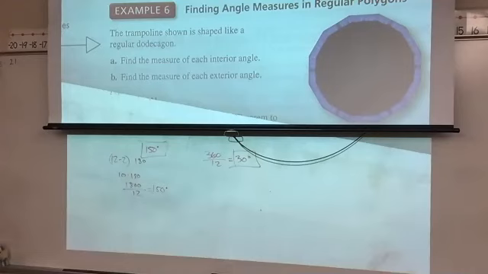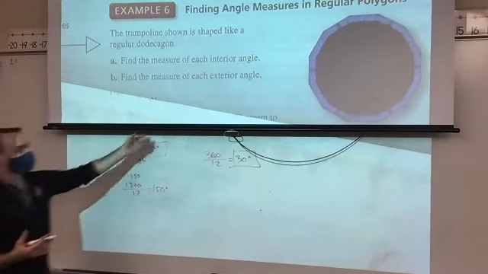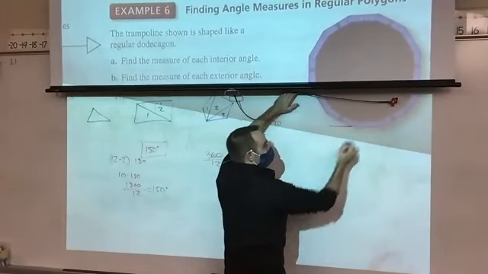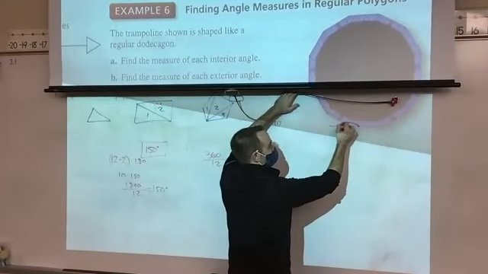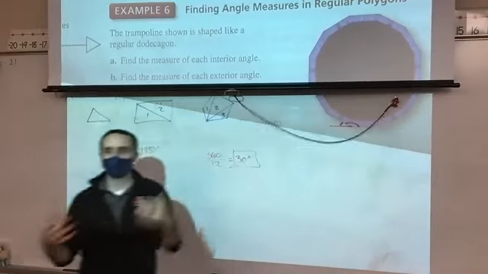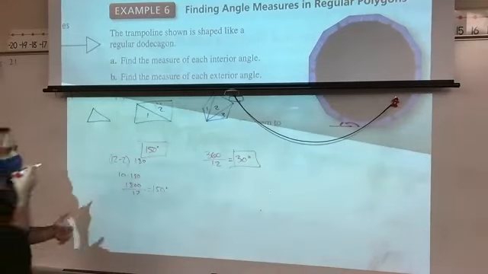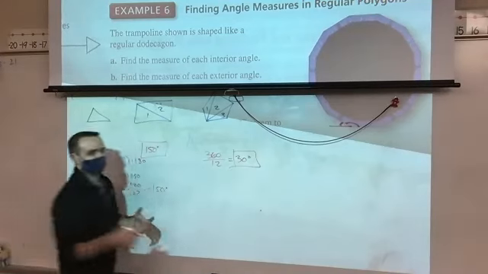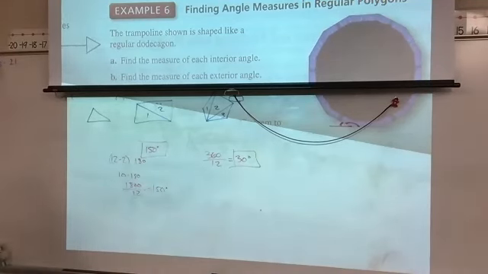What else can we say about these? Brandon? They're a linear pair, right? That's always going to be true. It's always going to be a linear pair. Because if I extend it out to an exterior angle, I've got the interior here, I've got the exterior here, it's always going to be a linear pair. So when you're talking about a regular polygon, the interior and the exterior always are going to add up to 180. They're always supplementary.